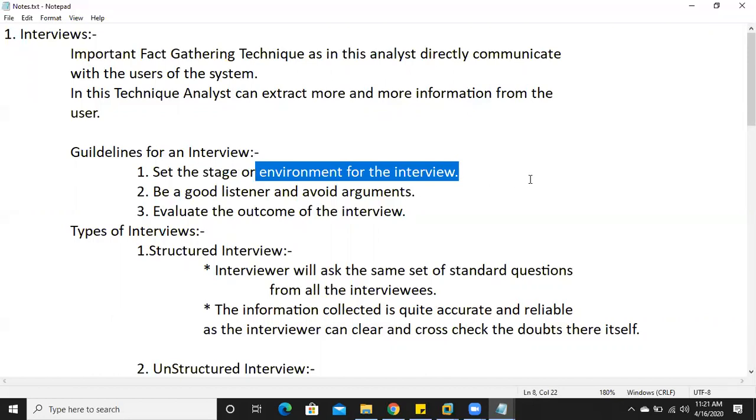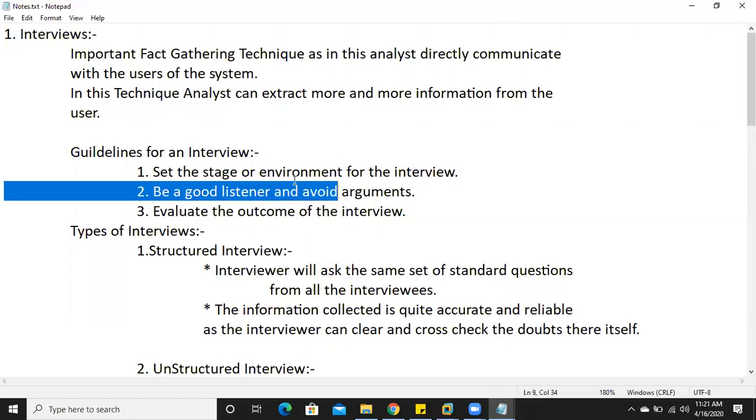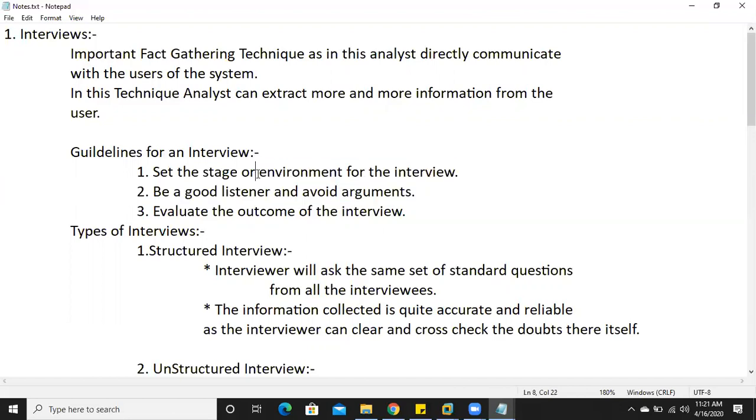So there must be a conference room, or you can say that there must be a conference table. On one side you are there, and on the other side the interviewee is there. So first you have to set up the environment, or you can say that first you have to set up the stage for this interview.